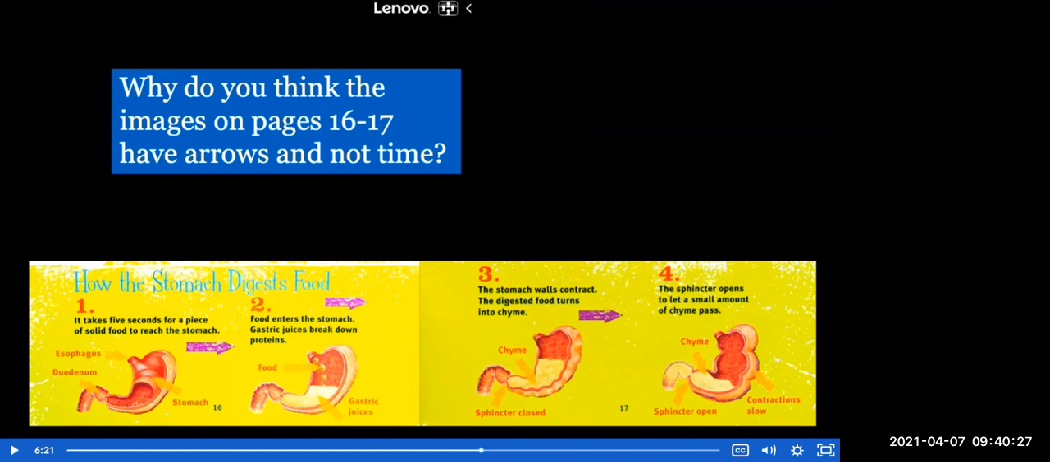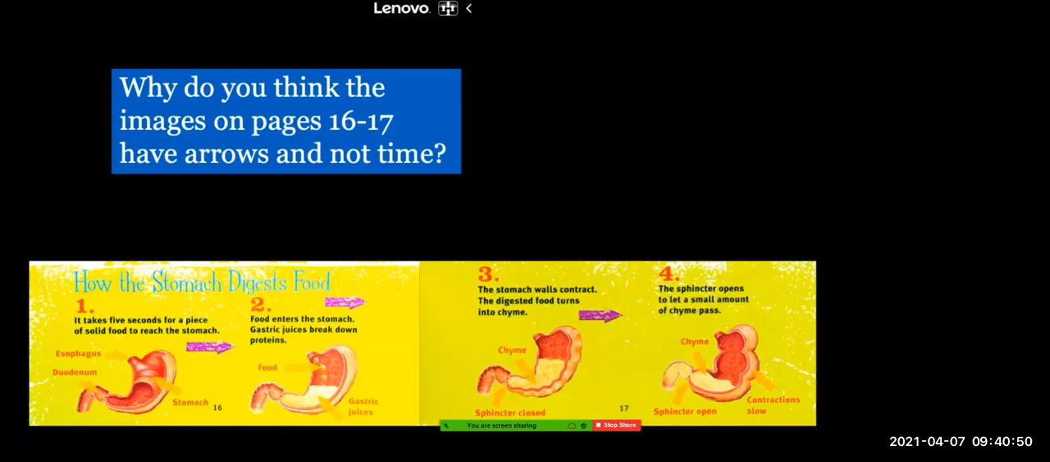So the arrows show us that this is the process that has to happen. It has to happen in this order. It goes from step 1 to step 2 to step 3, 4. It can't go 1, 4, 3, 2 or 1, 2, 4, 3. It has to go in this order. And that's what the arrows are showing us. It shows us what's happening first and next and after that and finally.